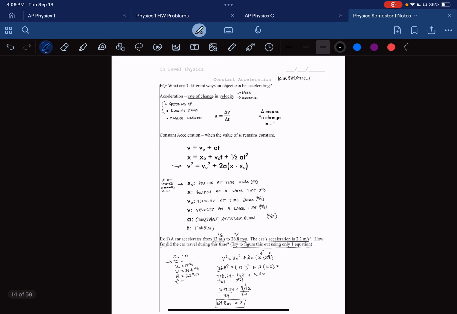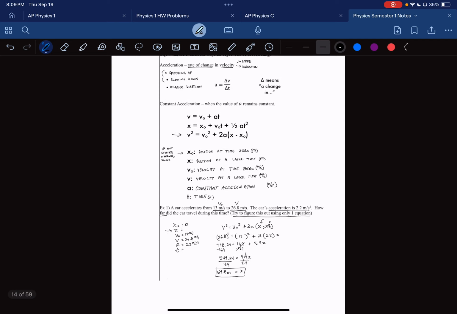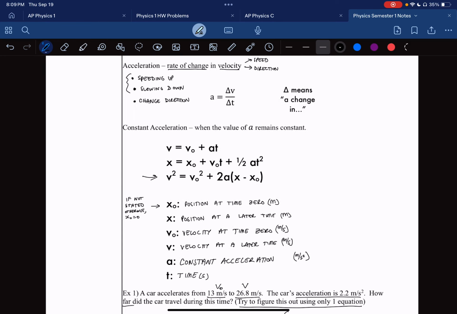That's it. That's enough to kind of get started on the kinematics assignment for this lesson. And that is all.